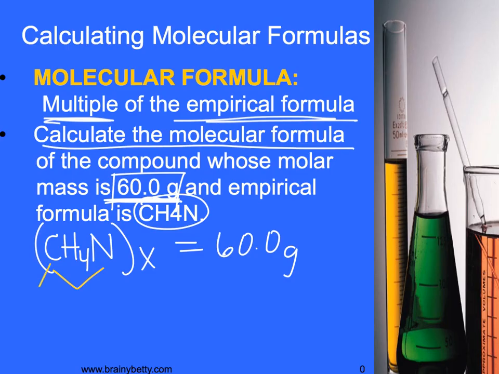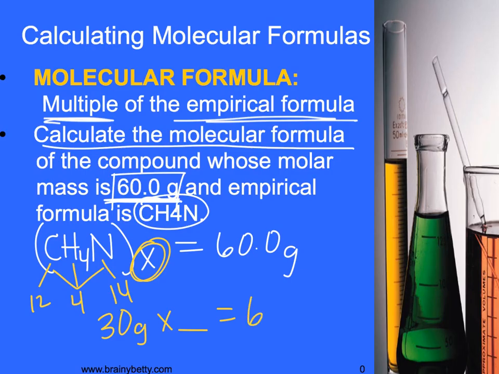If you find that on your periodic table, carbon is 12. That's going to be a total of 4 for hydrogen, right? Because 4 times 1, and your nitrogen is 14, right? So that equals 30 grams. So 30 times what is going to equal 60? That is what we're trying to find.